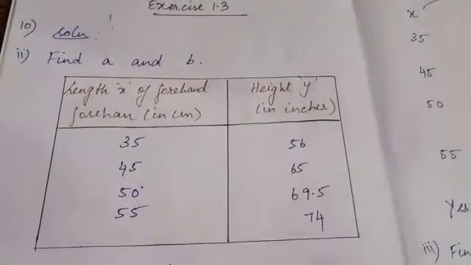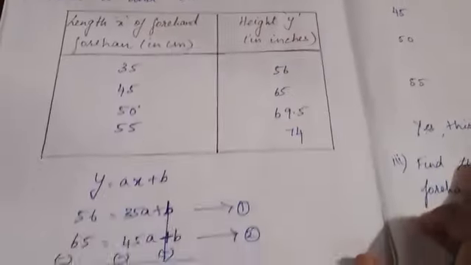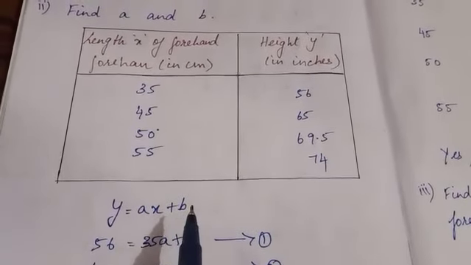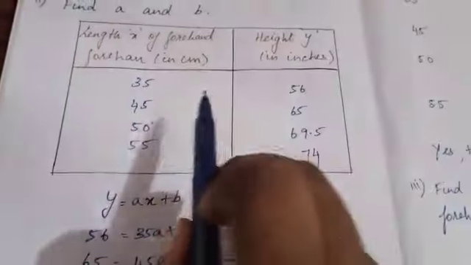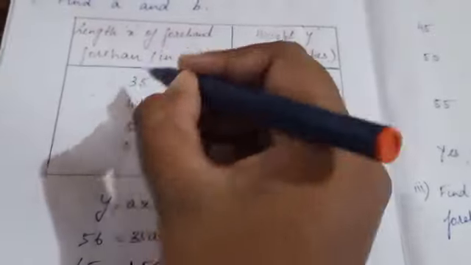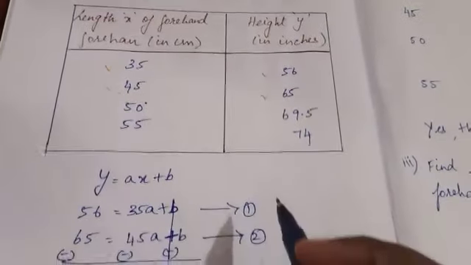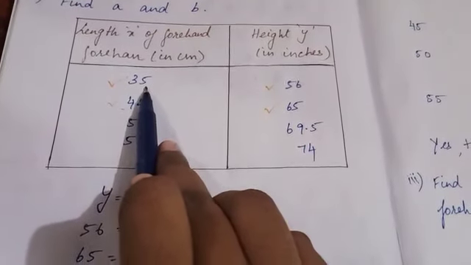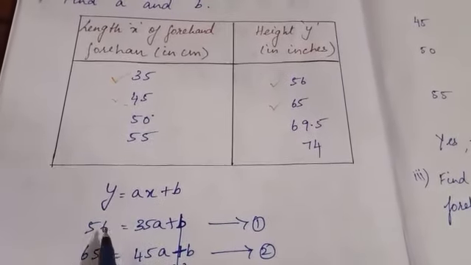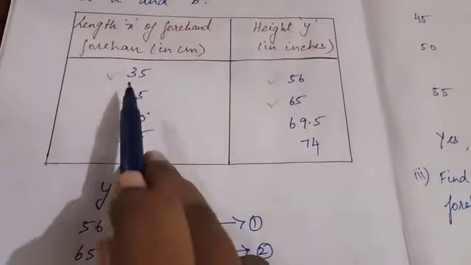So the second subdivision, find a and b. This is the given tabular column with the values of x and the values of y. This is the given equation. To find the values of a and b, we are going to solve two equations. For this, I am choosing two values. First I am taking x as 35 and y as 56 and substituting in this equation.